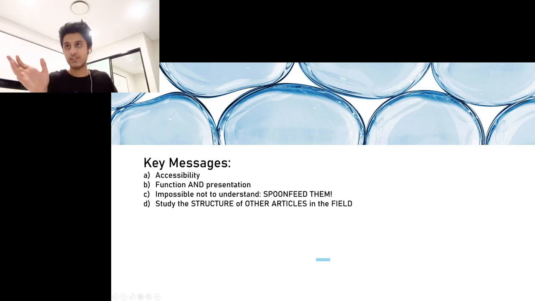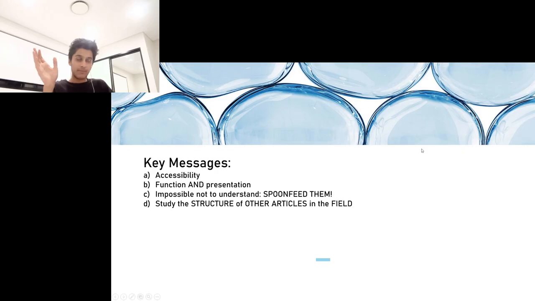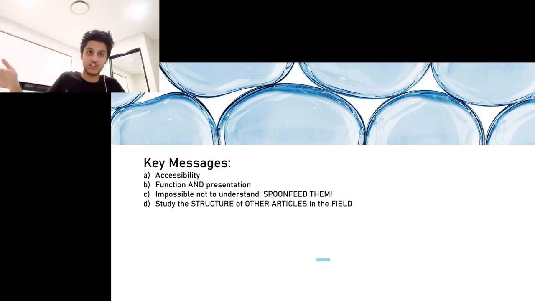Okay, so key messages. Here are the key messages that we take away. First of all, the content of your scientific research should be accessible to all readers. So you want to use language. This is where the language comes in. Not choosing, I want to publish it in this journal or that journal. That's what the language is.